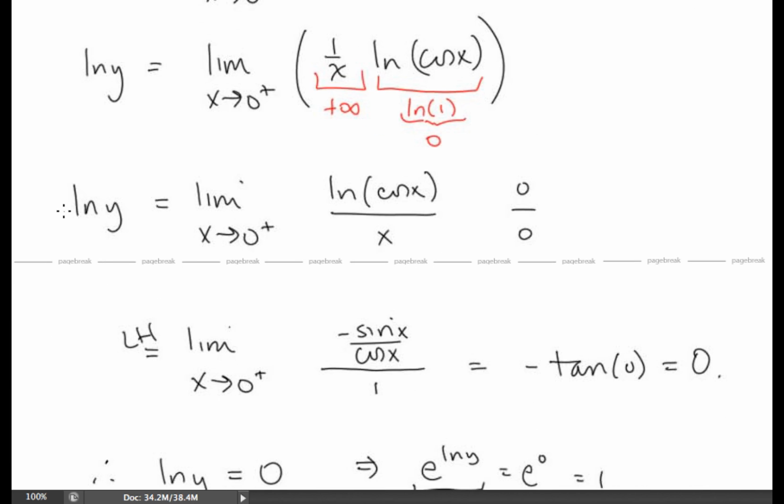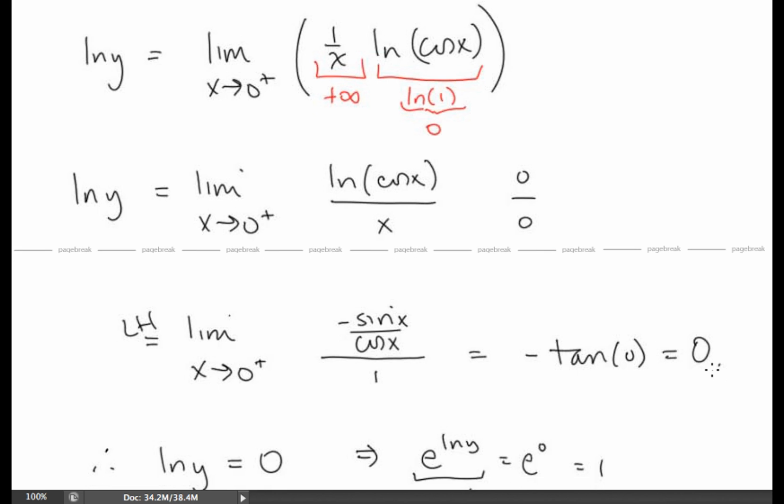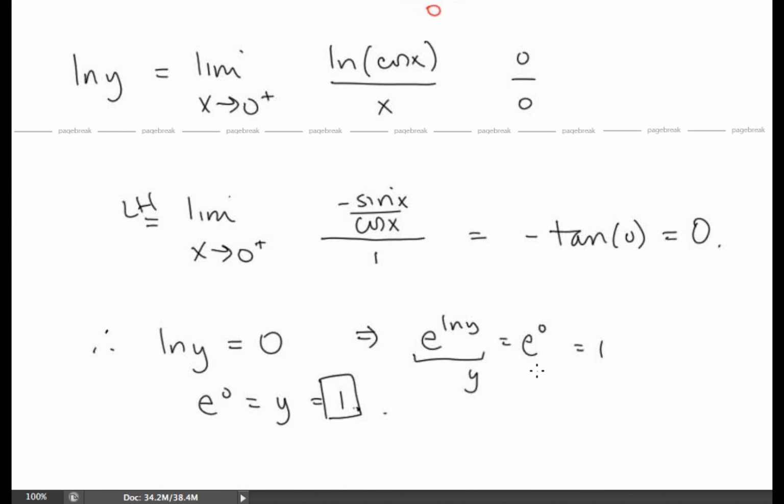And so ln of y is equal to limit as x goes to 0 from the right. Our derivative here is negative sine x over cosine x, and our derivative in the denominator is 1. So this limit is then negative of tan of 0, and so that's 0. So that tells us ln y is equal to 0, and then that means y must equal 1. And so that's the limit that we were trying to find. And with this, we'll conclude our lesson on indeterminate forms and L'Hopital's rule.